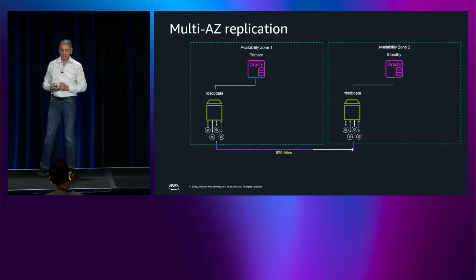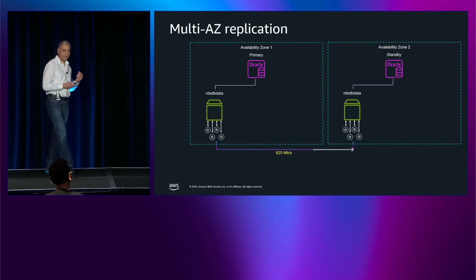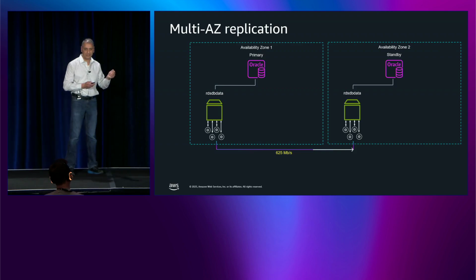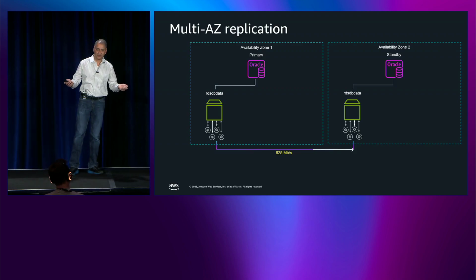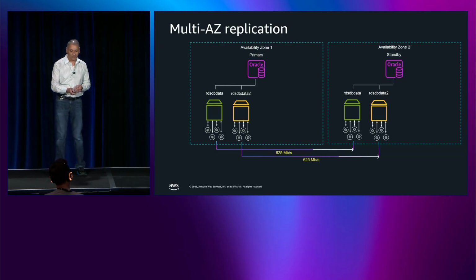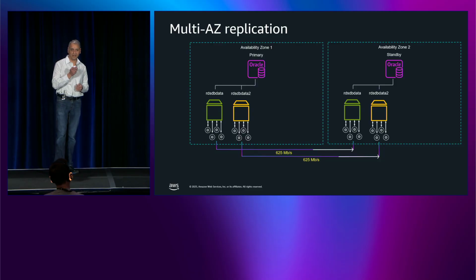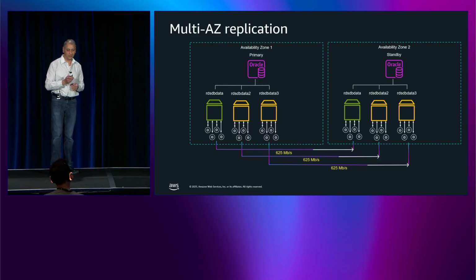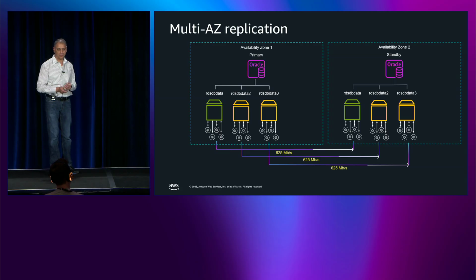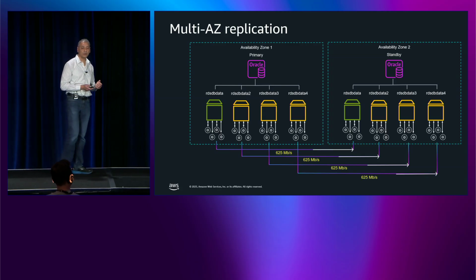You also get benefits in a multi-AZ replication scenario. As I mentioned, when you write your transactions, your data gets replicated to 2 availability zones before it gets committed. And a single channel of replication in a single volume gives you 625 MB per second. But when you add a second volume, you have a second channel of replication for replicating the second volume. Third volume has its own channel. Fourth volume has its own channel. So now you effectively get more throughput.